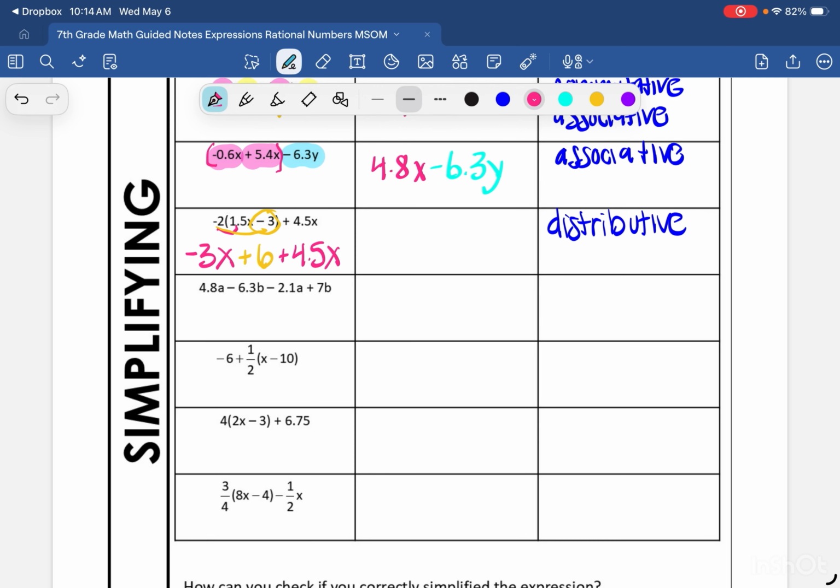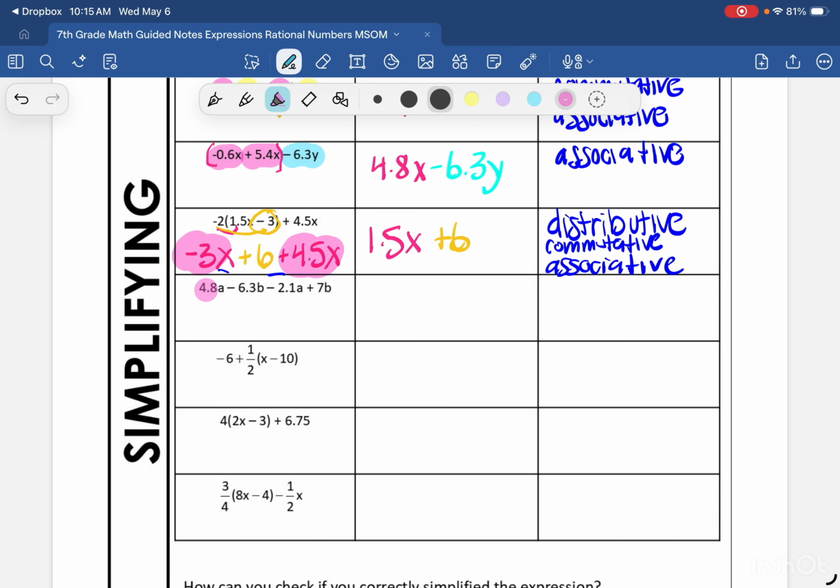Now let's change the order so I can look at the like terms. I have this one right here, and I have this one right here. So changing the order is going to be the commutative property. And then when I combine them together, that's going to be the associative property. Now if I do negative 3x plus 4.5x, that's going to give me 1.5x, and then I have my plus 6.